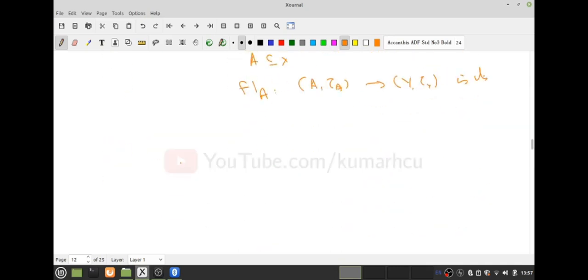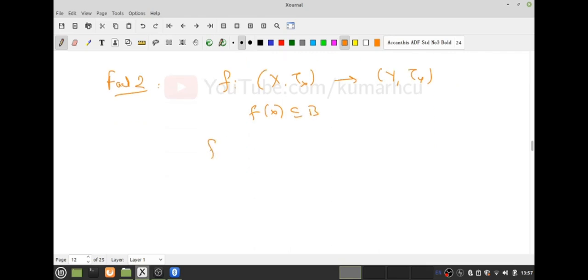What's fact 2? This is something very interesting. It's a counterpart. What is the counterpart? Now think of this f as a function from (X, tau_X) to (Y, tau_Y), so that f(X) is contained in B. Then I can think of f as a map from (X, tau_X) to (B, tau_B). Then what do I say? This map is continuous if and only if this map is continuous. That's it.